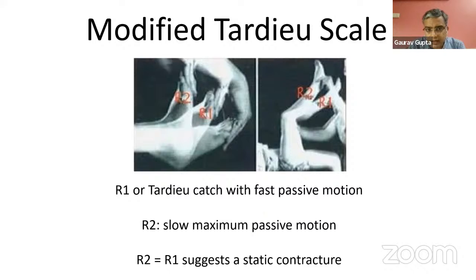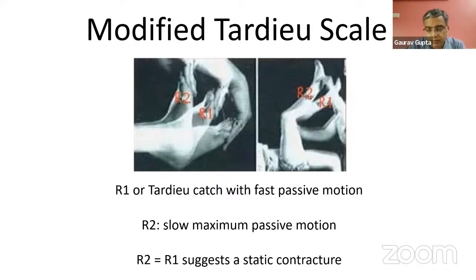So R1 and R2. Now we check the difference between R1 and R2. If this is only spasticity, then there would be a gap between R1 and R2. Initial catch can come, let us say if we are dorsiflexing, the child has equinus of like 20 degrees and we do rapid movement, we are able to go from minus 20 to minus 10.